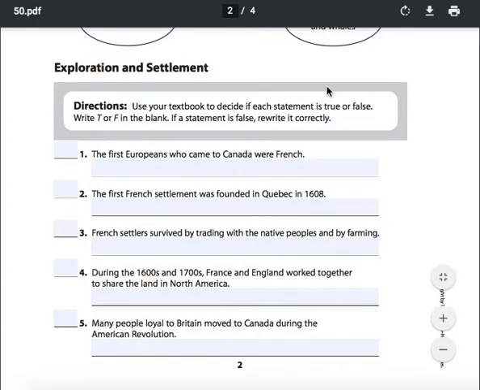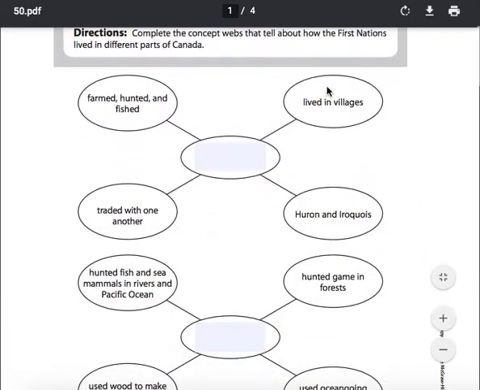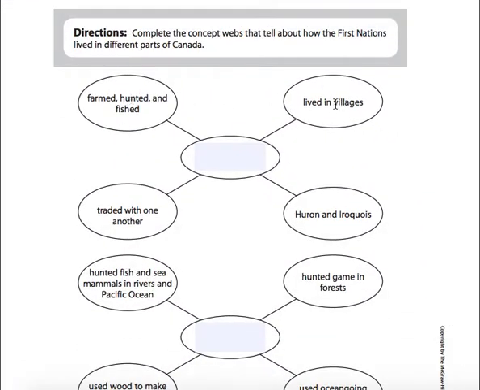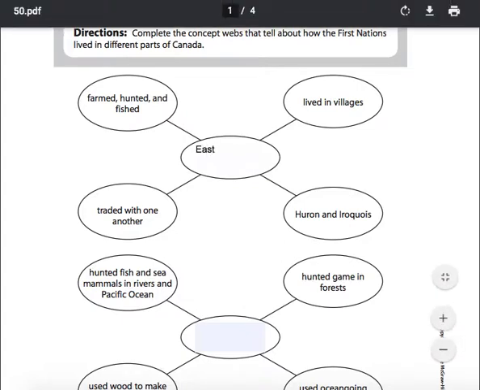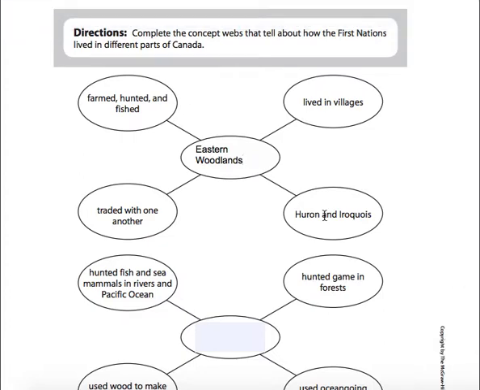So there were 3 different areas that were described. The first, those that hunted and fished, they lived in villages, traded with one another, the Huron and Iroquois. This was a reference to the people of the eastern woodlands, where these 2 major tribes existed. That was the first paragraph on page 184, where it talked about different ways of life.